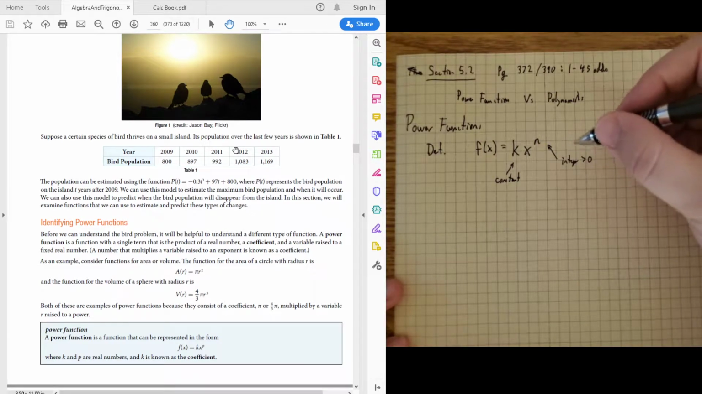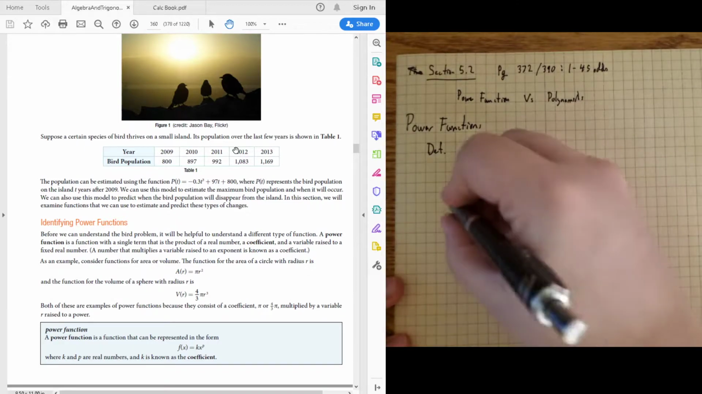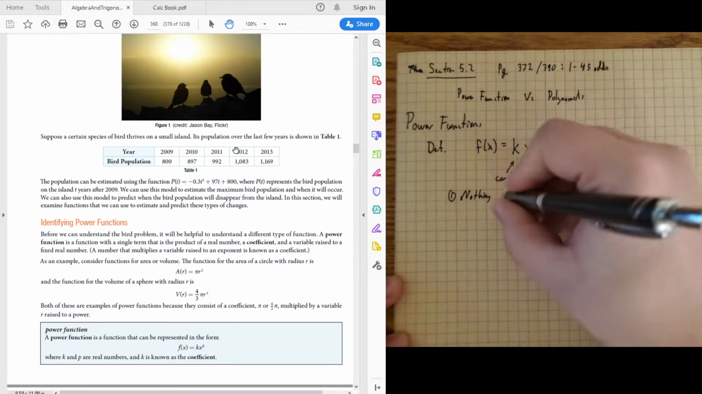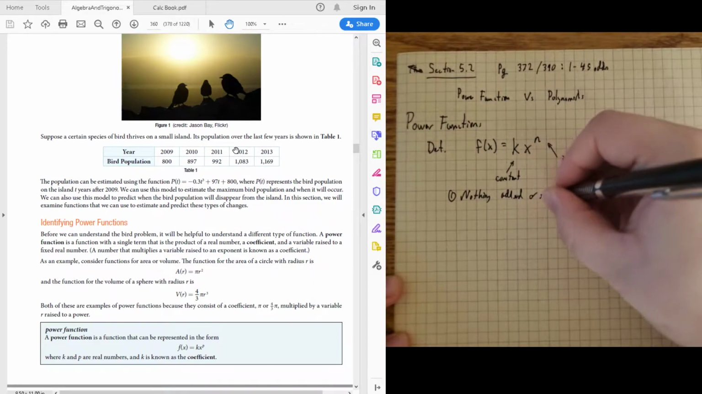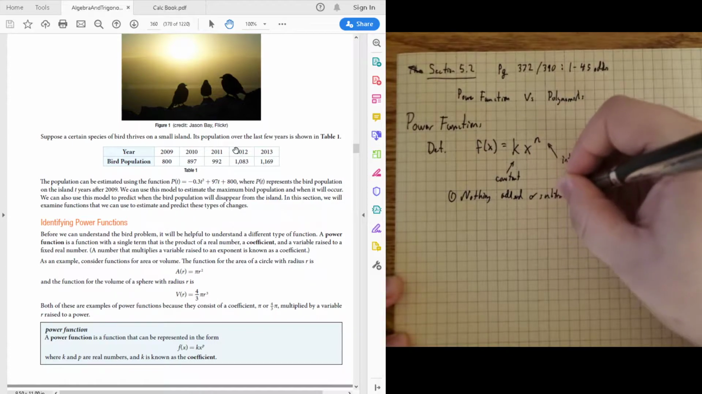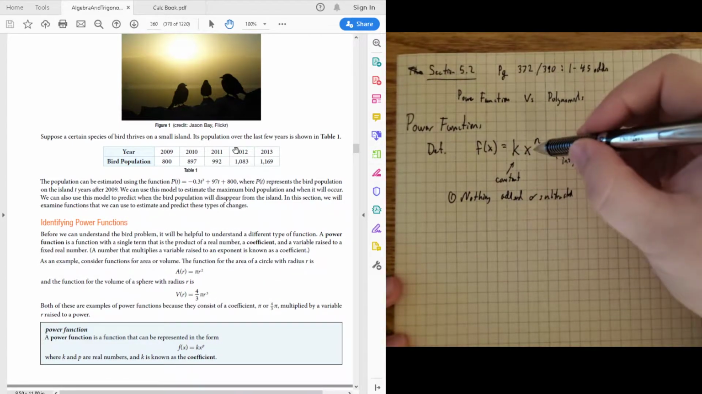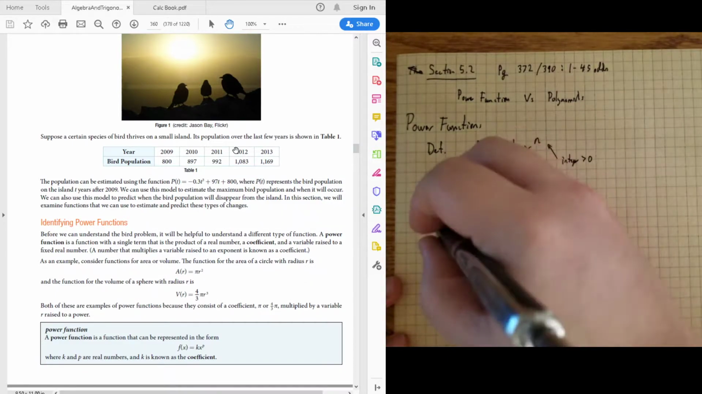So what makes this thing a power function? Well, one big detail. There is nothing being added or subtracted. That's what makes a power function. Okay, it's just a number times x to a power, which means that we have some examples of power functions.